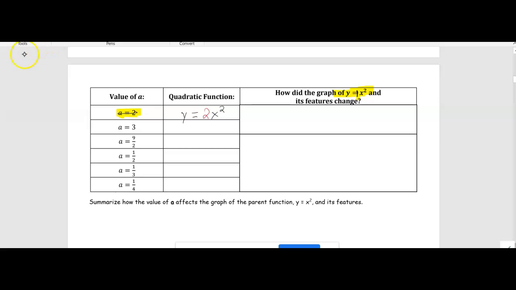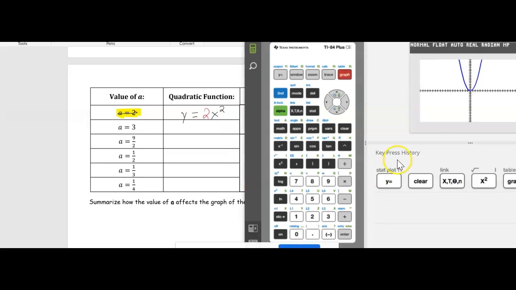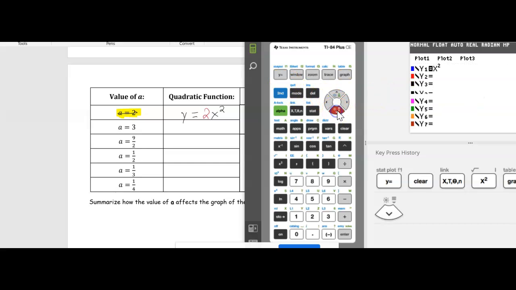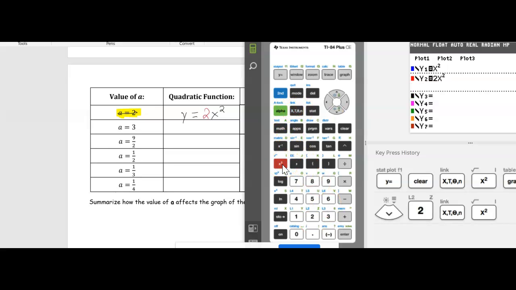I'm going to graph that on my calculator. And then I'll do the 3, and you're going to tell me what happens to our graph. So real quick again, here is our original graph. It's the blue graph. All I'm going to do is underneath the second one, I'm going to put a 2 in front of that x squared term.